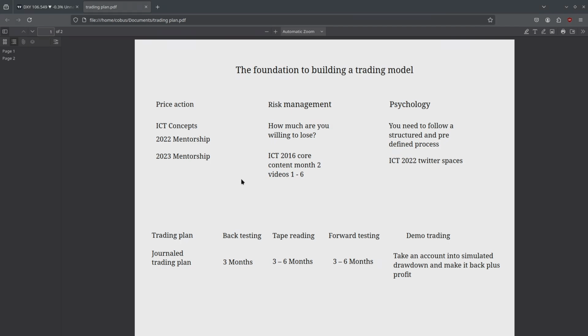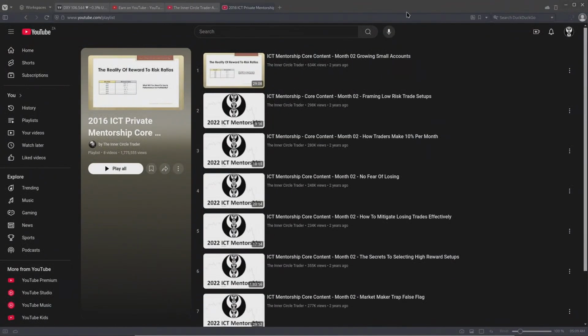You're looking at a span of setups, applying the same thing over and over again. So that's a little bit on how you could approach risk management. Now, another thing that we can look at is ICT 2016 Core Content Month 2, videos 1 through 6. Let's have a look at these here.